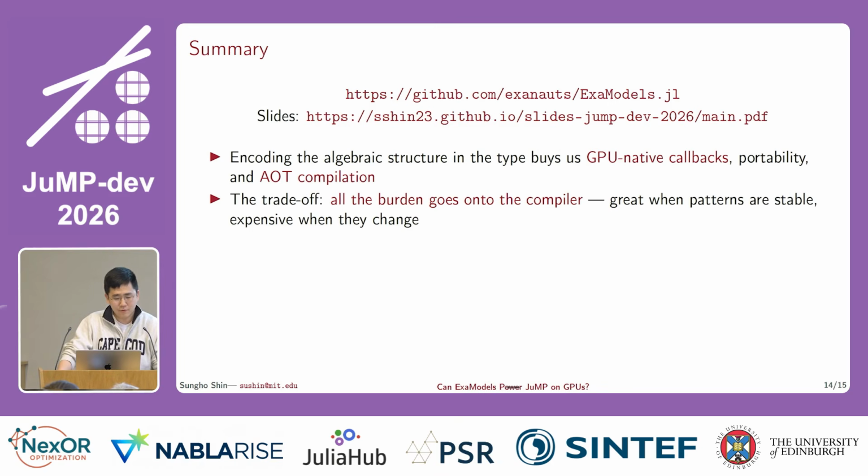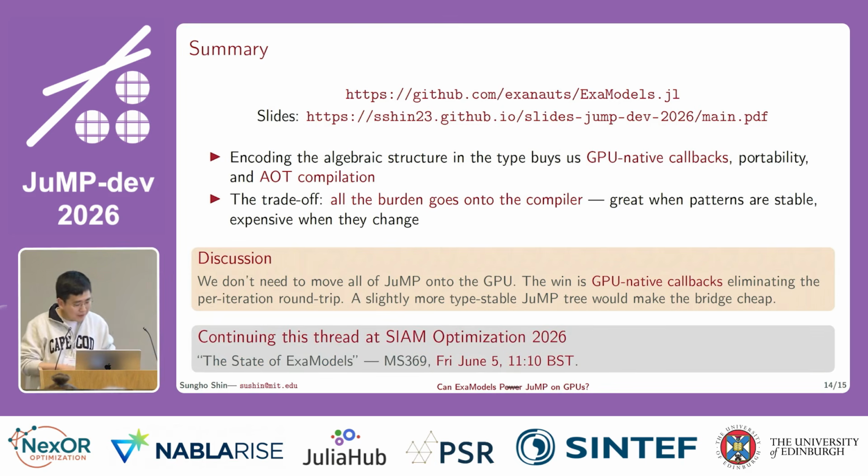If you're curious to know more about ExaModels, you can find the GitHub repository here, and the slides for this presentation can be found here. The key takeaway from this presentation may be that encoding the algebraic structure into the type buys you performance, GPU compatibility, and also the possibility of AOT compilation. But the trade-off is that we are putting more burden on the compilation, so that's good and bad. But if you have more concretely typed expressions, that can benefit faster conversion from JuMP to ExaModels. That's something I'd be happy to discuss.